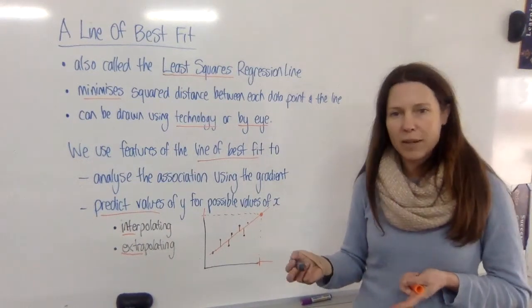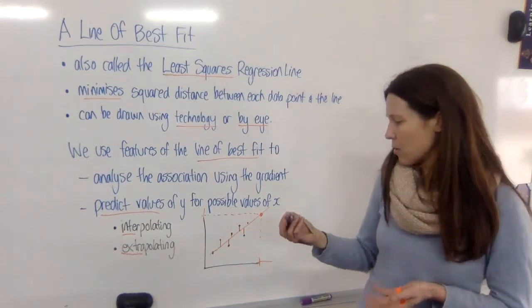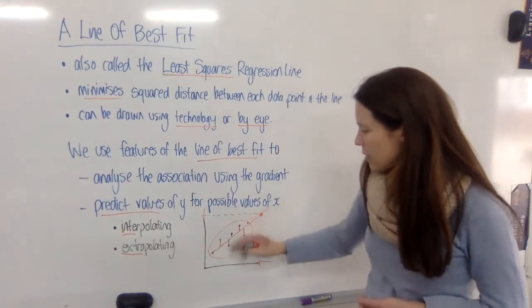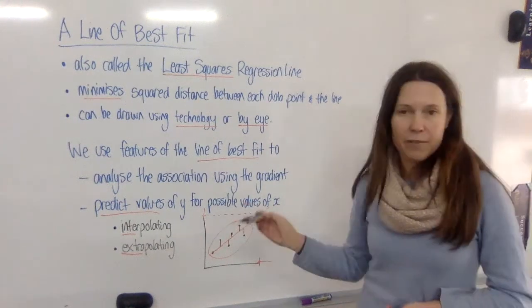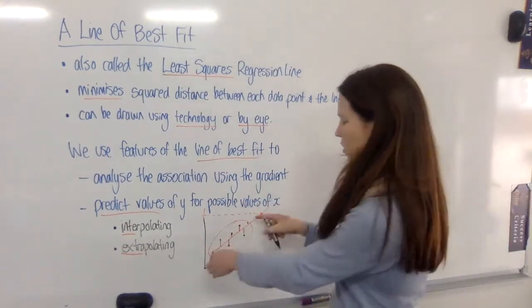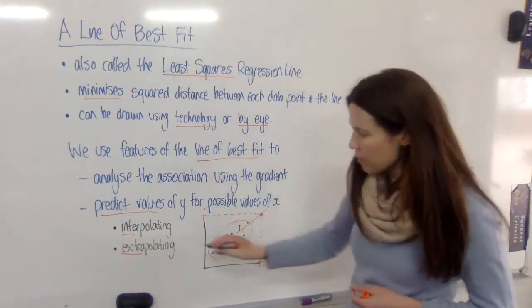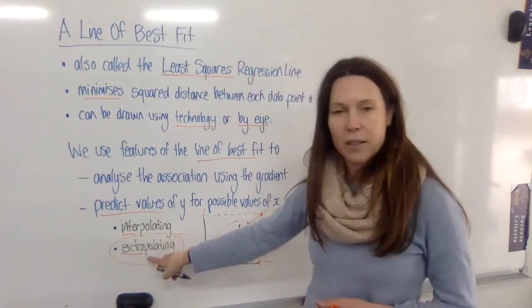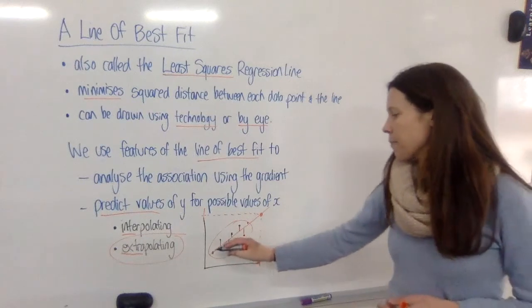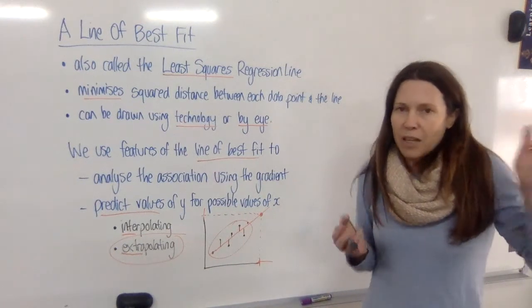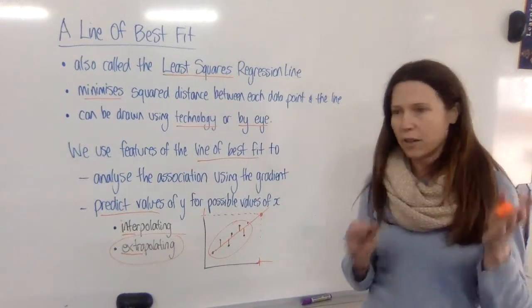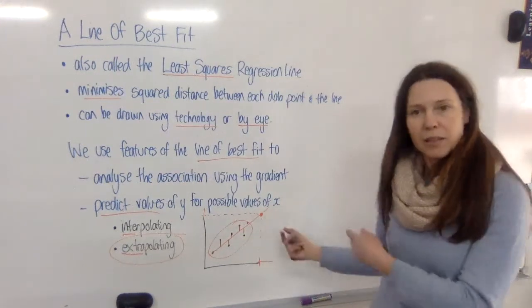Now, this could be quite inaccurate because I've got data points in this area here. I haven't measured anybody who's this tall or this heavy. So I'm not sure if the association holds true up there. So you have to be very careful when extrapolating because you're taking your line of best fit into an area of the unknown. And you can't be as sure that things are going to work the way you expect in that area.